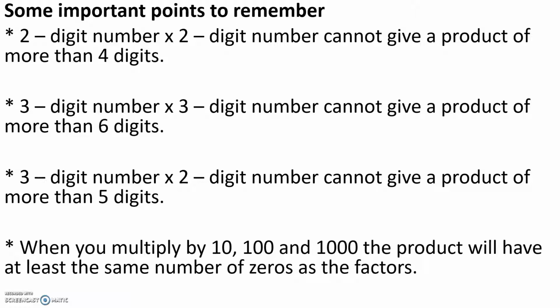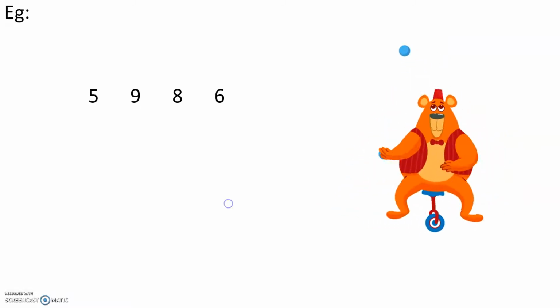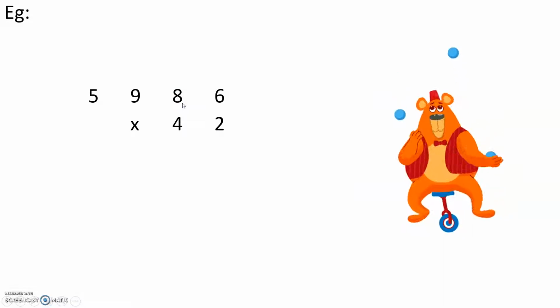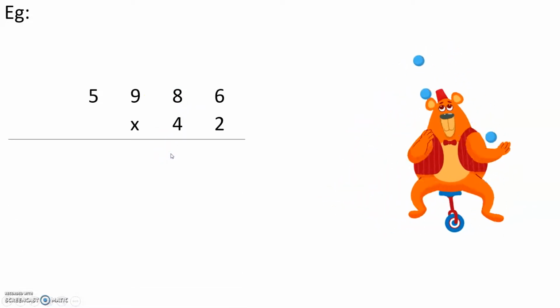When you multiply by 10, 100 and 1000, the product will have at least the same number of zeros as the factors. Let's see an example of multiplication. 5986 into 42. Let's see how to multiply.